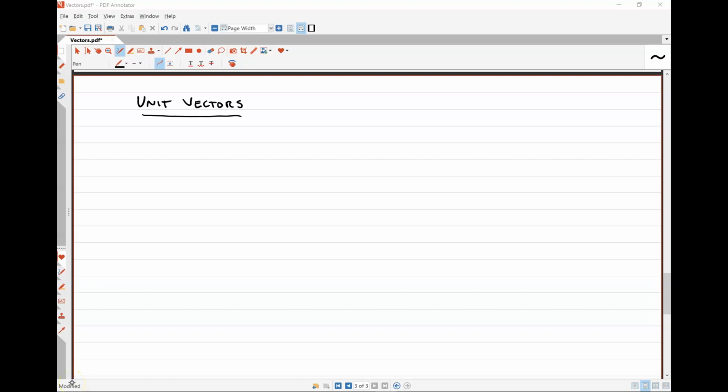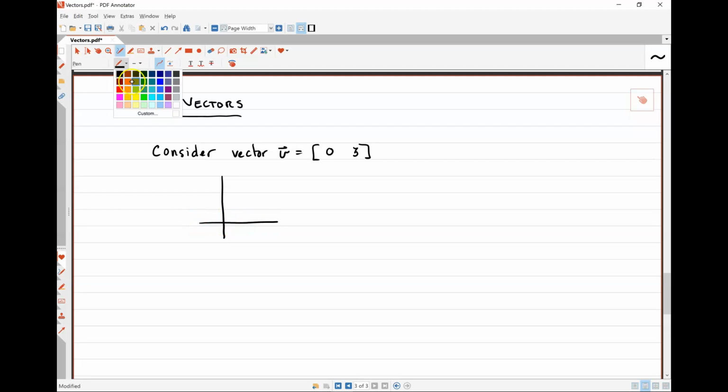So sometimes it's super useful to have a vector that points in some particular direction that you're interested in, but has unit length. So for example, let's think about the vector (0, 3). I can draw a picture of this pretty easily. Vector (0, 3) is basically just starting at the origin and pointing 0 units to the left or right and 3 units straight up.